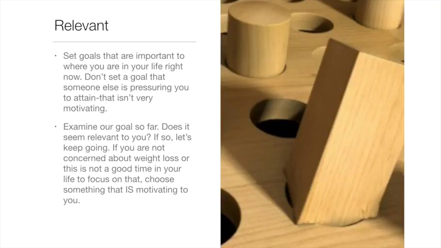Examine your goal so far. Does it seem relevant to you? If so, let's keep going. But if not, and you're not really concerned about your weight loss, or this isn't really a good time for you, choose something that is motivating to you. So for example, losing weight right now, not motivating to you, not really what you're into. But being involved in an activity 2 times a week maybe is. Maybe you just want to be out there doing things. You want to take a dance class, you want to learn a new skill. Make that your goal. That's a process goal, and it's a really good type of goal to have.